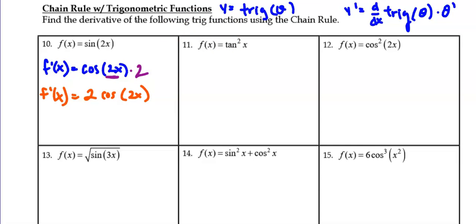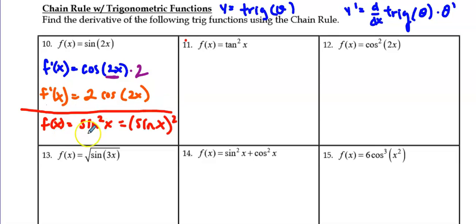For the next one, number 11, I want to tell you guys really quickly, and I'm going to just do a little side note here. Before we get to tangent squared x, if you look at sine squared x, there's a very commonly missed mistake. Students always think the derivative of sine squared x is cosine squared x. So I encourage you, any time you see a trig function that's raised to a power, to simply rewrite it like this first. So it's the quantity of sine x all raised to the second power.